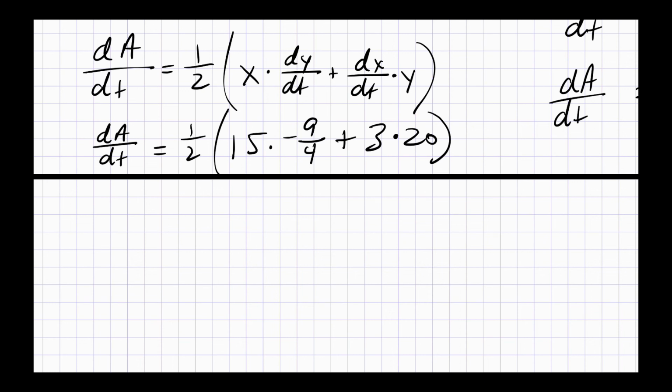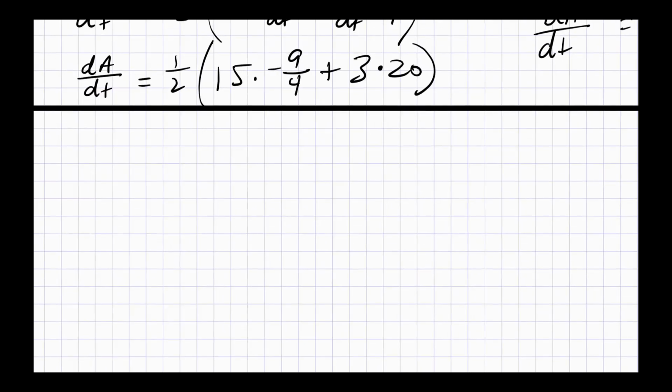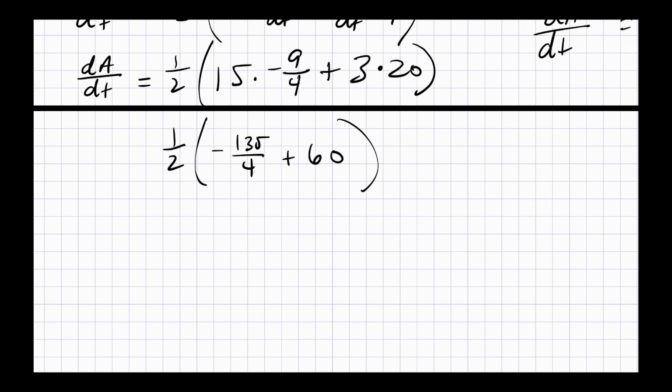Okay. Multiply, finish this up. Let's see, we got 1/2, and then let's leave it as a fraction. So 15 times 9, -135/4, plus 60. Now I can distribute the 1/2. So I get -135/8 plus 60.